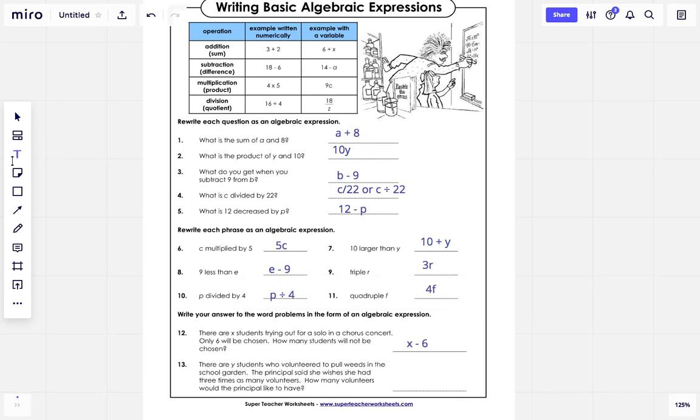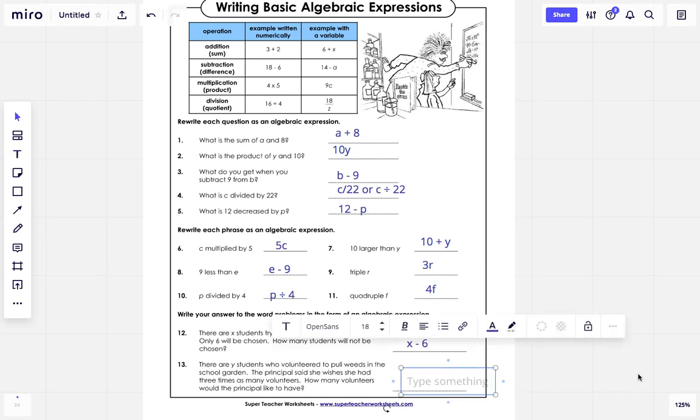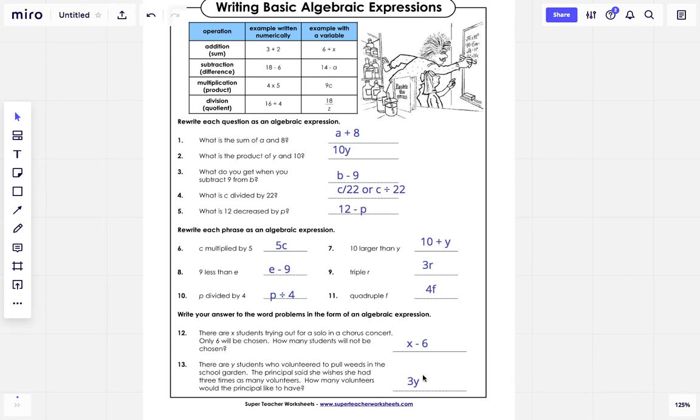And number 13, there are Y students who volunteered to pull weeds in the school garden. The principal said she wishes she had 3 times as many volunteers. How many volunteers would the principal like to have? So we have Y students who are volunteering to pull weeds. Now, one thing to remember is that we always put the number first when we're talking about multiplication with variables. We wouldn't say Y3, we'd always say 3Y. We know that triple means 3 times. So the number of volunteers that the principal would like to have, we could find using the expression 3Y, or 3 times Y.